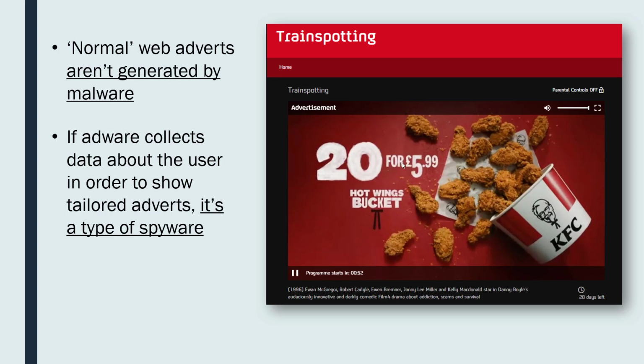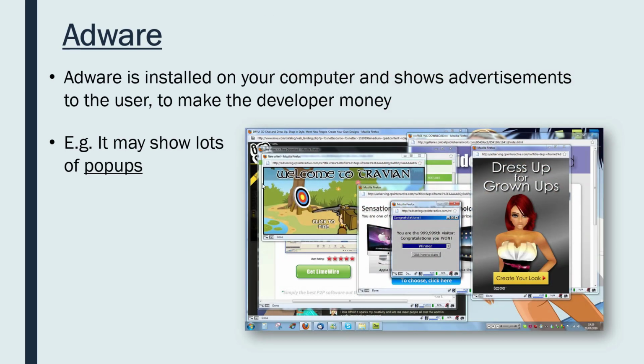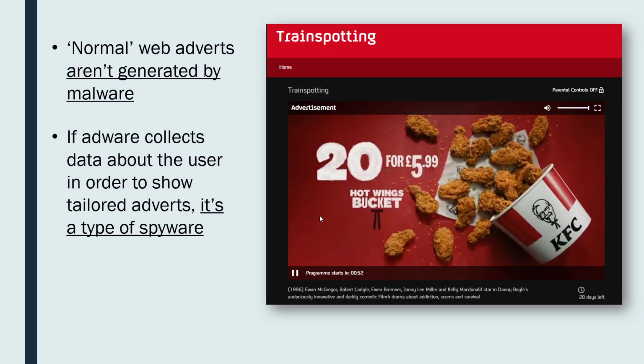Another point about adware, which makes it technically a type of spyware, is if the adware is collecting data about you in order to show adverts which are tailored towards you, it is a type of spyware. So maybe it is collecting data about your name, maybe with a keylogger, and then in the advert it might say your name. Well, clearly that's quite invasive, and definitely it would be a type of spyware because it's collecting data without your knowledge. If it's just showing you annoying adverts, like this one here, it's not really collecting data about us, it's just showing us adverts. If it does collect data about us in order to show adverts, then the adware is a type of spyware.